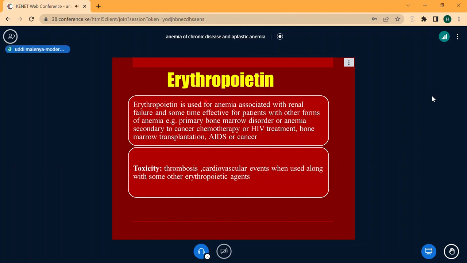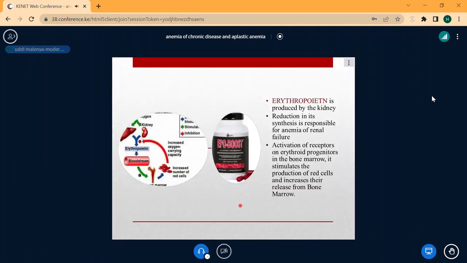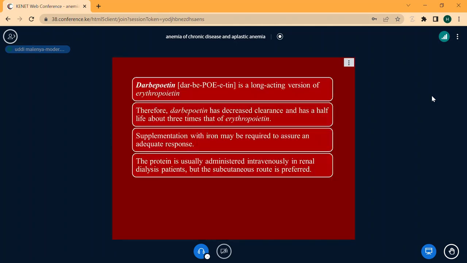So in other forms of anemia, such as primary bone marrow disorder or anemia secondary to cancer chemotherapy, right? This erythropoietin is very, very important. Okay, of course, it has its own drawbacks and toxicity. I want you to look at this point here. Supplementation with iron may be required to assure an adequate response.